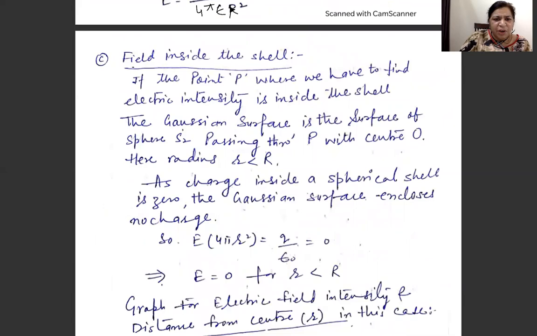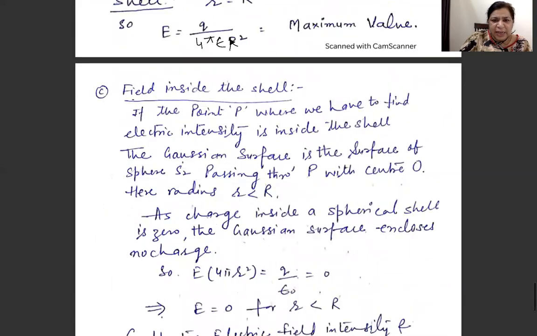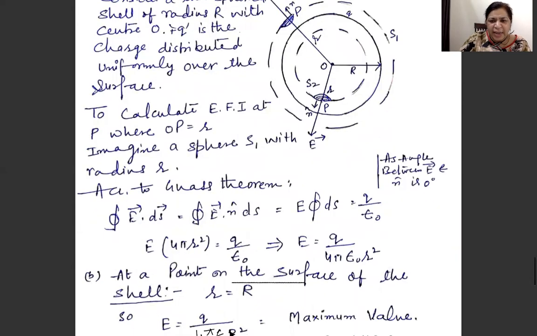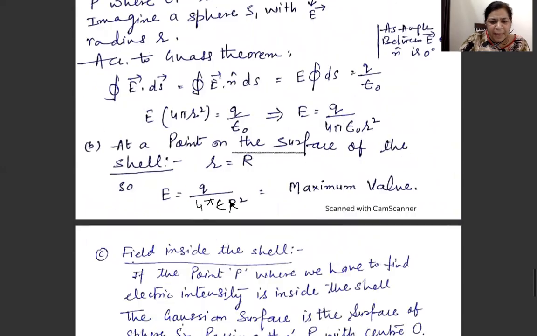After that, if we want to calculate the field inside the shell, you can see inside the shell I have also drawn one Gaussian surface, that is S2. I have assumed a small surface area element here. Also the point I have considered as P. Here also the direction of E and n is the same, cos 0, so that will be equal to 1.